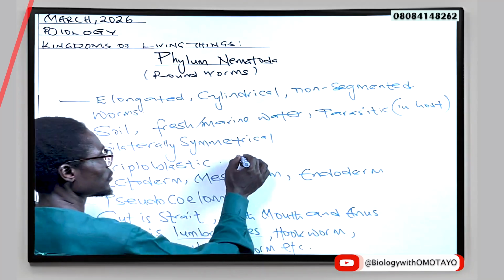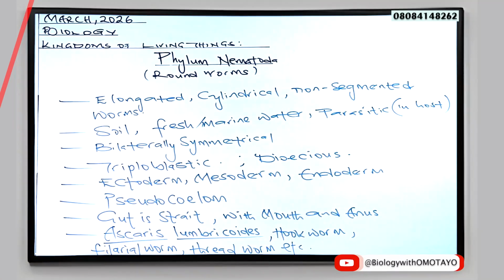So permit me to put it here, they are dioecious. The male and the female components are found on different organisms, and in fact the female is oftentimes larger than the male worm.